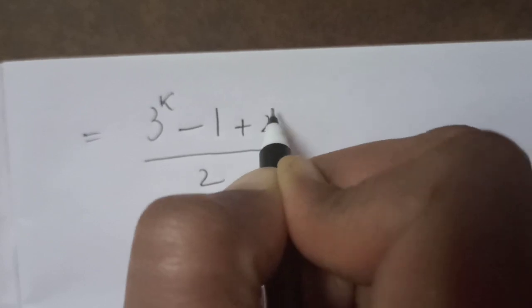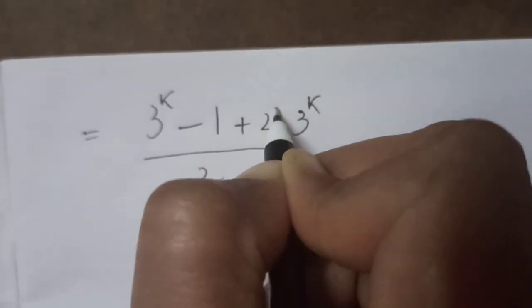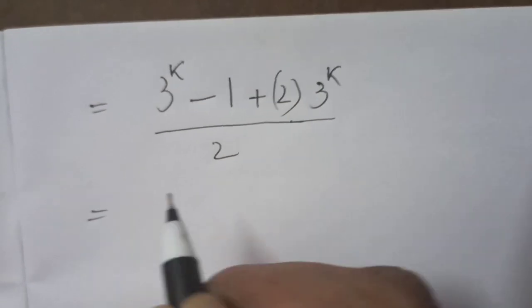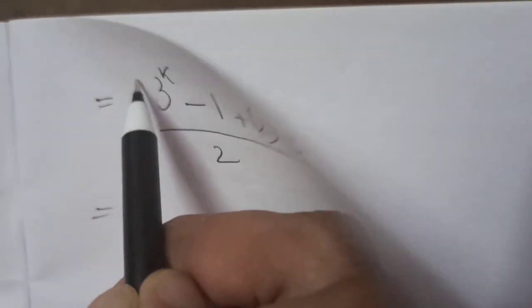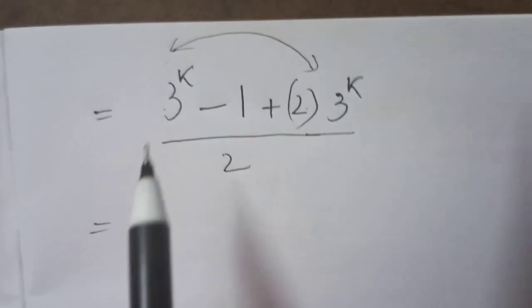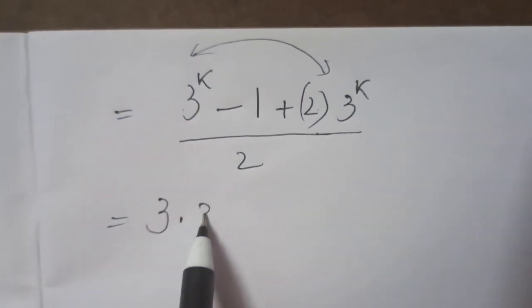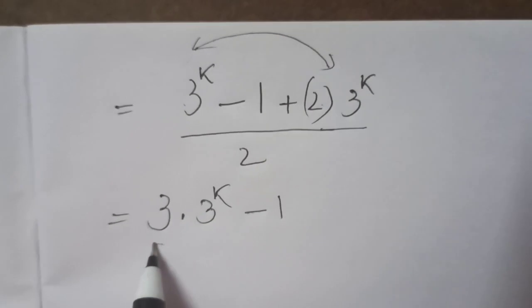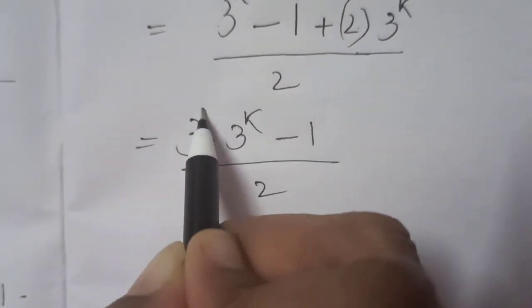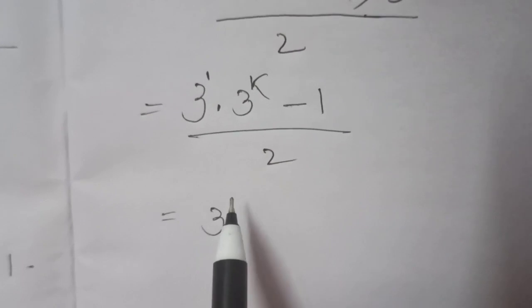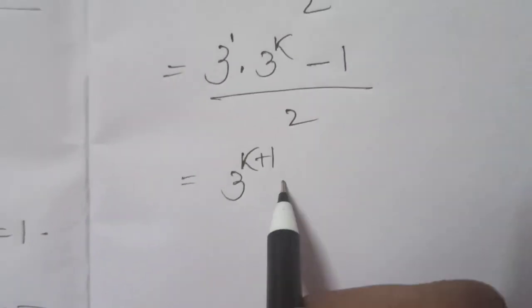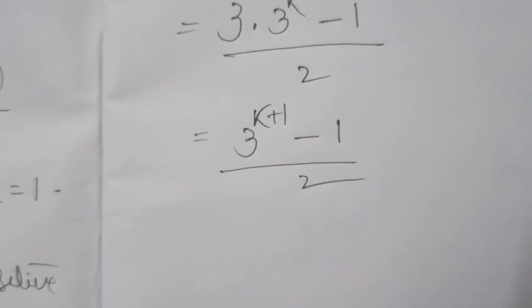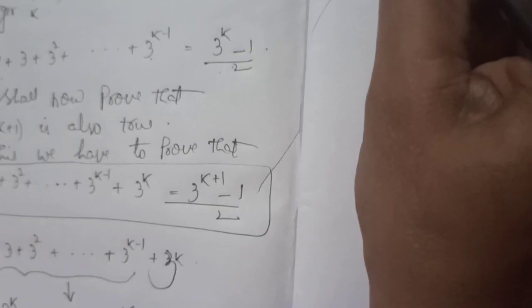Then it becomes (3^k − 1 + 2 × 3^k)/2. See here, this is also positive, this is also positive. So by adding these two, what I am getting? (3 × 3^k − 1)/2. Here no power is there, means you can take 1 as a power. This you can write as (3^(k+1) − 1)/2. That only you need to prove. So these both are which is equal to your RHS, hence proved.